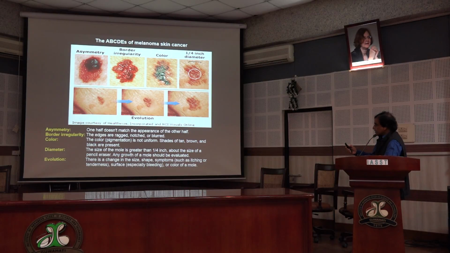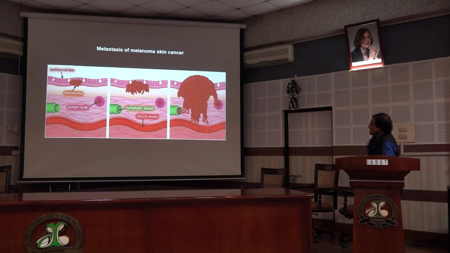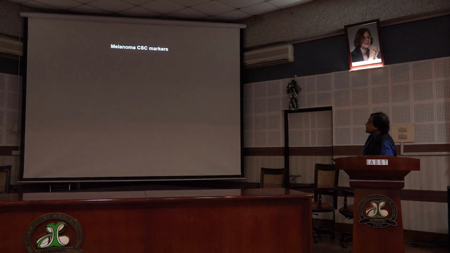So the basic rule for this is called ABCDE. As you can see, when the tumor develops, it will be more asymmetrical, so that's why they call it A. Then border irregularity, then C for color, D for diameter, and E for evolution. So these are stepwise processes. As I told you, once this cancer develops in the skin, it metastasizes to the lung, and many of them die because of that.